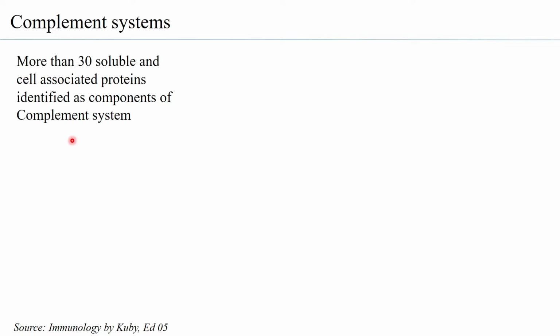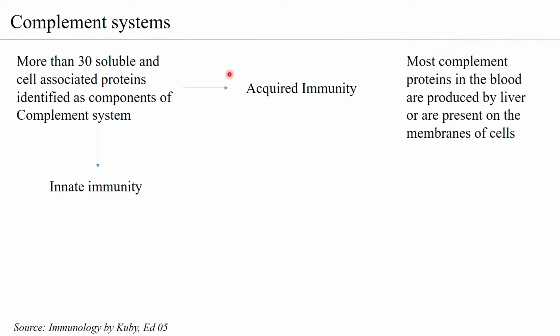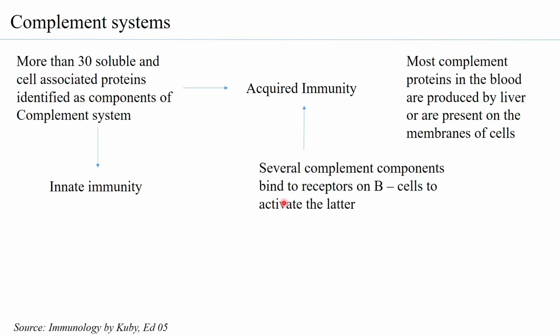Now, the complement system basically has more than 30 soluble and cell-associated proteins, and all of these are called complement, and they are denoted by C. So, you have C1, C2, C3, and likewise. Now, they definitely contribute to innate immunity, but they also contribute to acquired immunity. And most of these complement proteins in the blood are produced by the liver, or they are present on the membranes of cells.